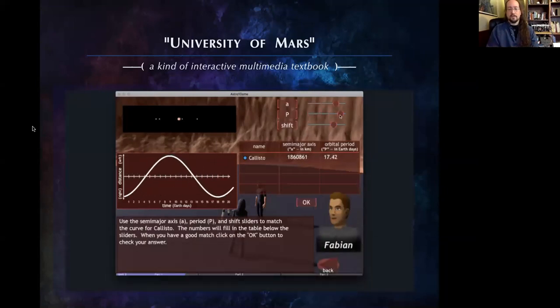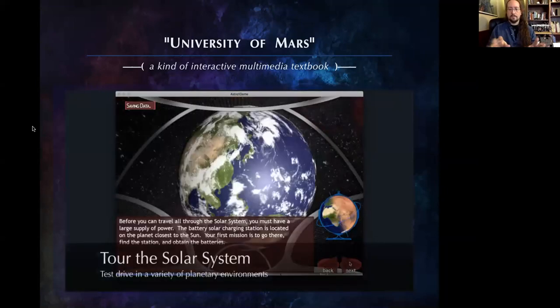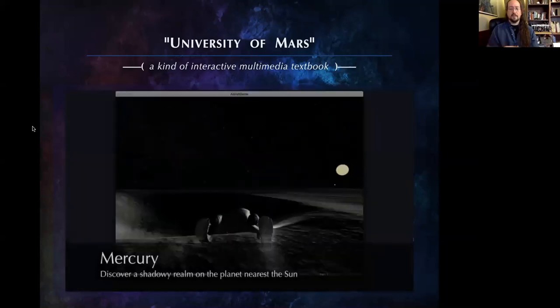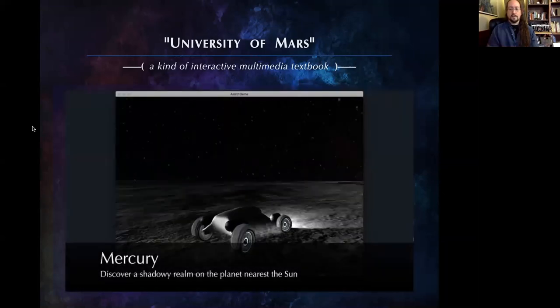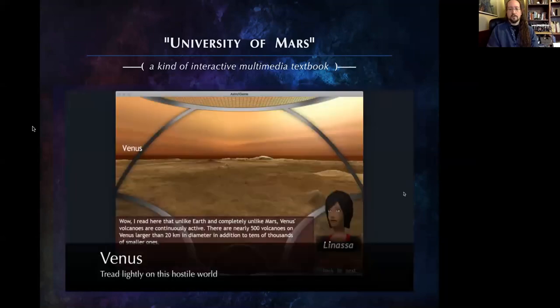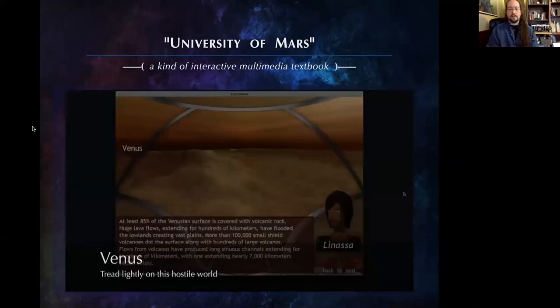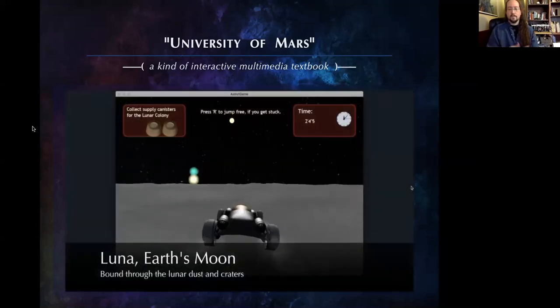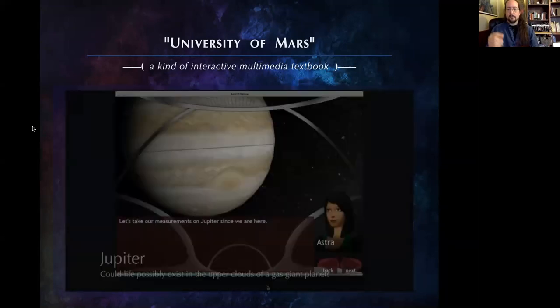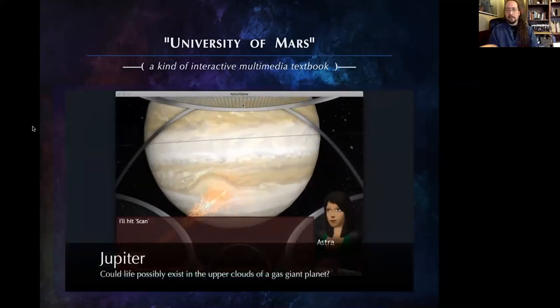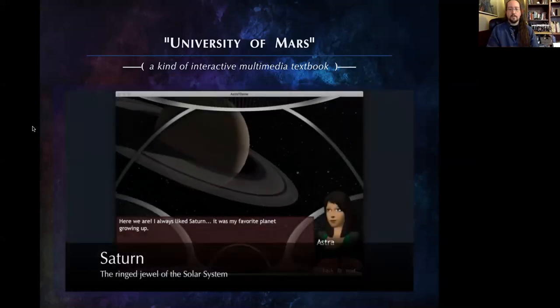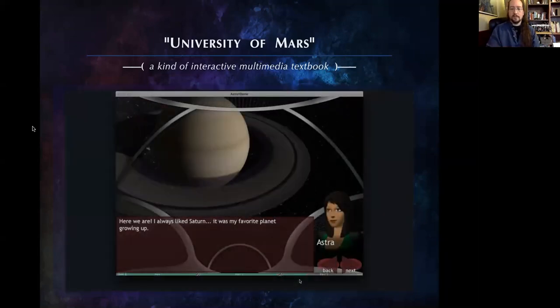Here's just a sense of some of the kinds of in-game activities that there are. Some of it involves exploring the surface of Mercury and that little part, flying around Venus, the moon, and also things that have to do with plotting data, fitting curves, and some calculations and things like that.